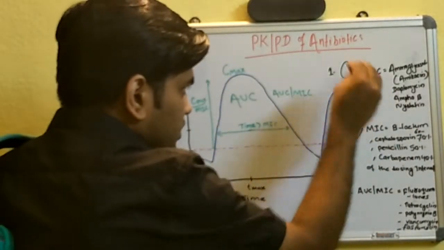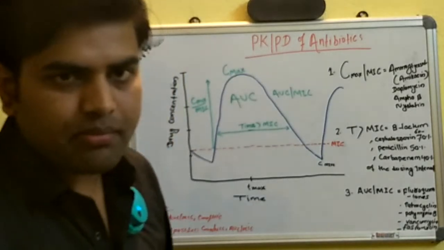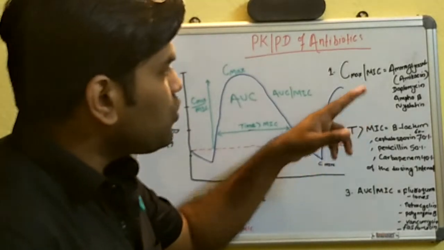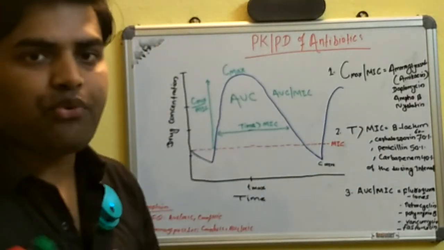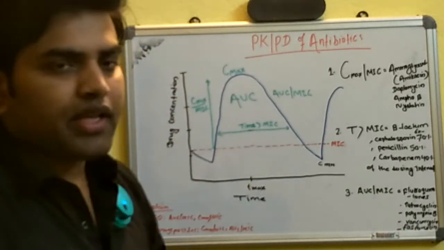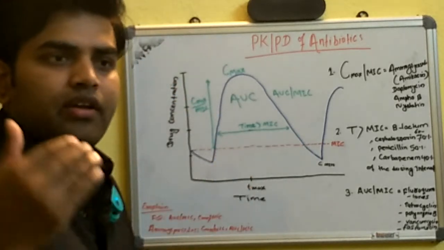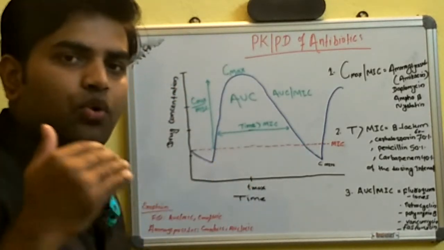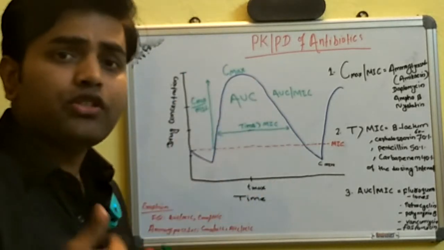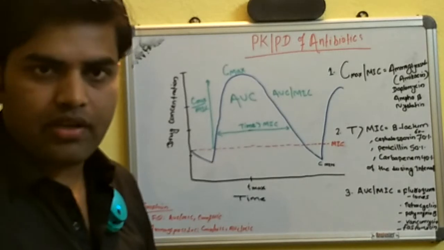So what does this mean? What is the clinical application of Cmax over MIC? It means that the higher the dose you give, the higher will be the killing effect. That is clear to you. But you should also remember how high you can go. Every drug has its own limitation. If you go to a higher concentration, there is more chance of toxicity to the body.